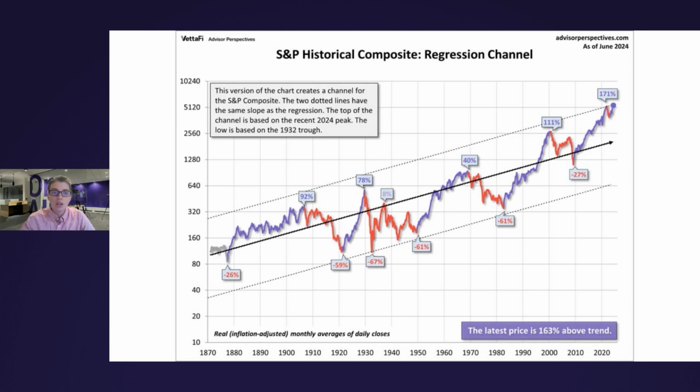Our last chart here, we've created a regression channel for the S&P composite. The two dotted lines have the same slope as the regression line, with the top of the channel based on last month's all-time real high, and the bottom of the channel based on the 1932 trough. The two lines help us visualize the price range the S&P Composite has historically moved within, and help us identify key levels of support and resistance. Again, we're currently sitting 163% above the trend line.